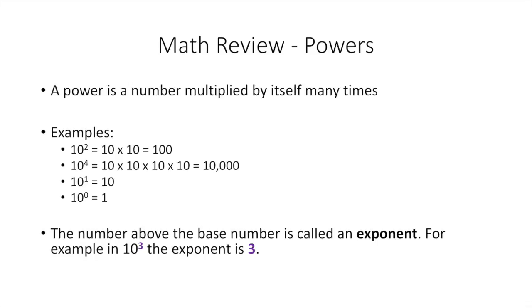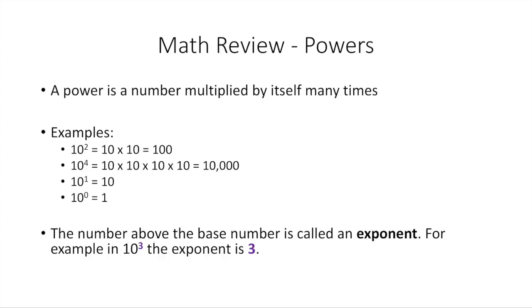So a power is a number multiplied by itself many times. For example, 10 power 2 is 10 times 10. That's 100. 10 power 4 is 10 multiplied by itself 4 times. So 10 times 10 times 10 times 10, that's 10,000. Good. Now 10 power 1 is 10, and 10 power 0 is 1. Any number power 0 is always 1.